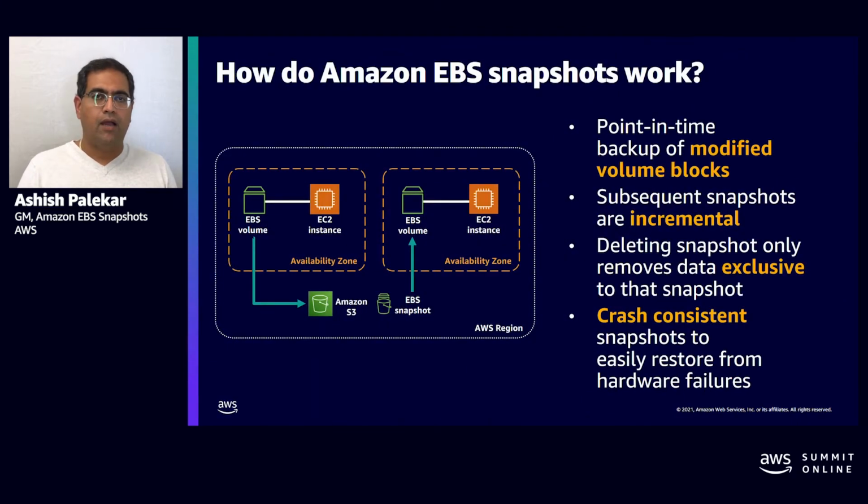Before we dive into how to use Data Lifecycle Manager to manage snapshots, a little brief review of what snapshots are. Snapshots are point-in-time backups of modified volume blocks. The first snapshot is a full snapshot of all the blocks. Every subsequent snapshot is incremental. When you delete a snapshot, you only delete the data that is exclusive to that snapshot. And last but not the least, you can take crash-consistent snapshots so that you can easily restore EBS volumes from hardware failures.